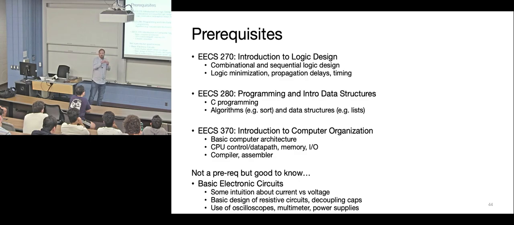And the challenge here is that in 370, we taught you how a microcontroller or computer core worked, but now we're going to have signals go out into the world and start interacting with other things like servos and motors, and LEDs. You have to know enough about how voltage and current work to get through that.